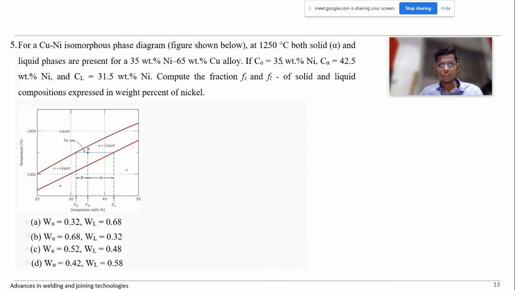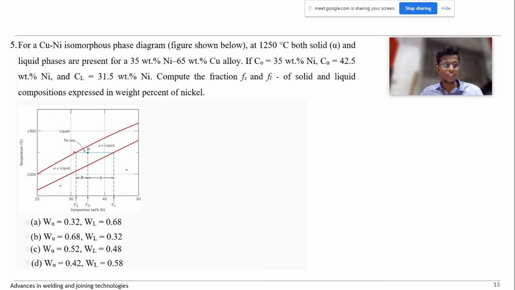Now, C naught is given as 35% nickel, C alpha is given as 42.5%, and they have given the liquid composition as 31.5%. They ask us to compute the fractions Fs and Fl of solid and liquid, with compositions expressed in weight percentage of nickel. So basically, we need to apply the lever rule.